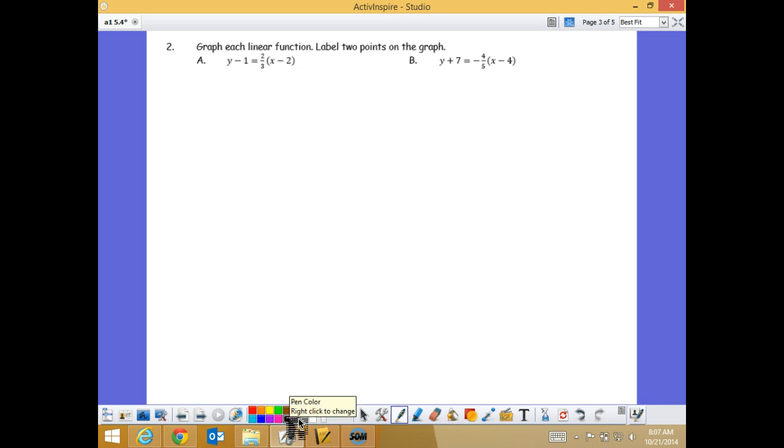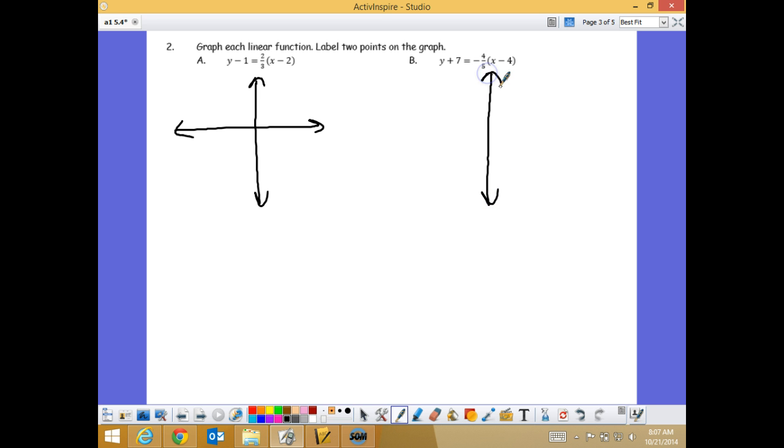All right, now we're going to graph linear functions that are written in point-slope form. In these directions, I ask you to label 2 points that are on the graph. On your practice that you will work on tomorrow in class, I ask you to label the x-intercept and the y-intercept. So we're going to talk about how we find those in point-slope form.